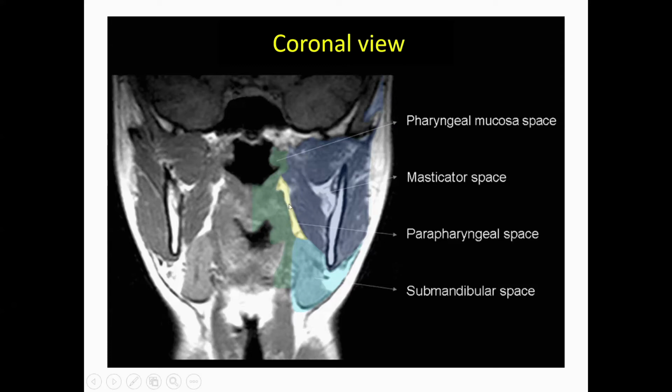Number one, to know the early parapharyngeal space involvement, and the early intracranial extension. These are all better delineated in a coronal view. This is the normal pharyngeal mucosal space, the green one. This blue one is the masticator space. This yellow one is the parapharyngeal space. And this is a coronal view.